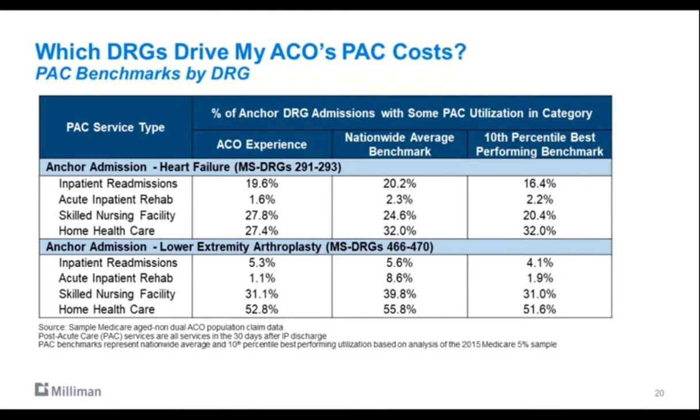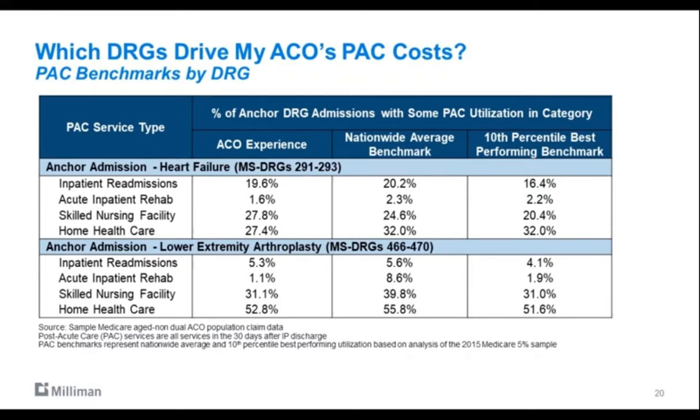And what I'm showing here on this next slide is what we call our post-acute care benchmarks. These are developed by Milliman using Medicare 100% sample data. And what I'm showing here is two of those DRG families, heart failure, which was the highest opportunity for post-acute care spend, and joint replacement. And what I'm showing is the 4 major drivers of post-acute care spend: inpatient readmissions, acute rehab use, skilled nursing facility, and home health.